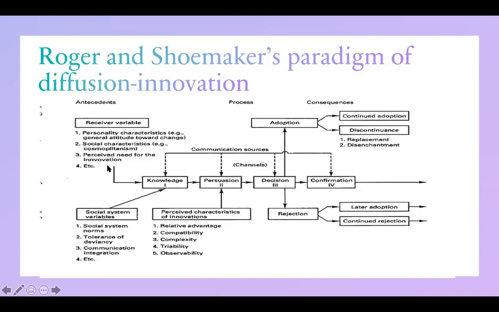Perceived need for the innovation also matters. It depends on whether an individual thinks that he really needs this idea or the product. All of these are affected by these variables. Social system variables also affect knowledge: norms of a system and tolerance of deviancy. Deviancy is change. Sometimes there is tolerance.